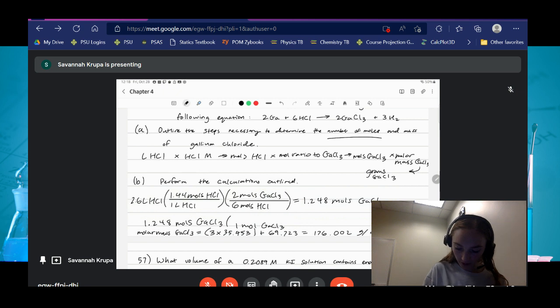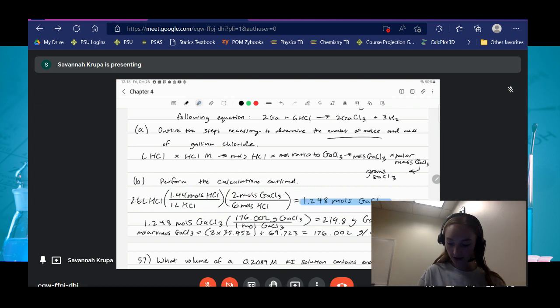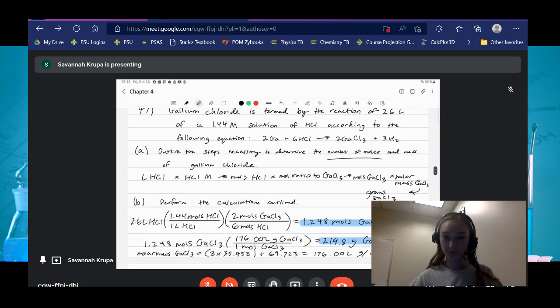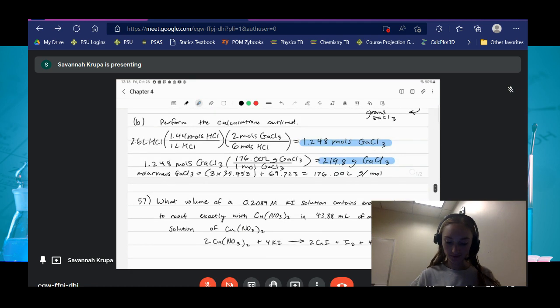For every 1 mole, we have 176.002 grams of gallium chloride. And so that will give us an answer of 219.8 grams of gallium chloride. Awesome. So those are our 2 answers. We have moles and we have grams. So that is how we solve that problem and figure out how much we have of something given the following reaction. So let's move on to 57.